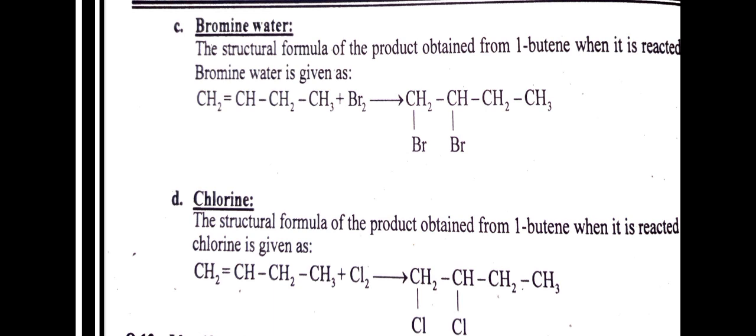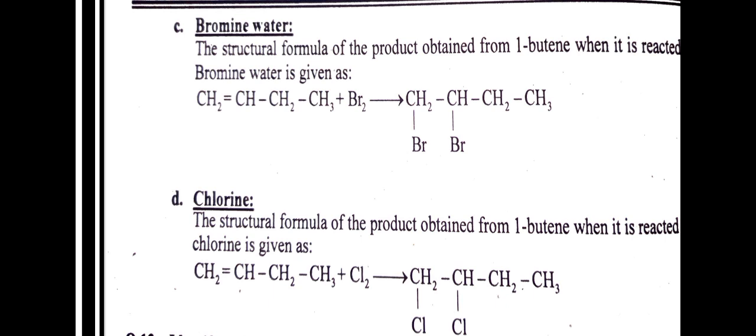Now C part, structural formula for the product obtained from 1-butene when it is reacted with bromine water is given. Here again halogenation would occur across the double bond and convert 1-butene into single bond butane, and this product is 1,2-dibromobutane. D part, the structural formula of the product obtained from 1-butene when it is reacted with chlorine.